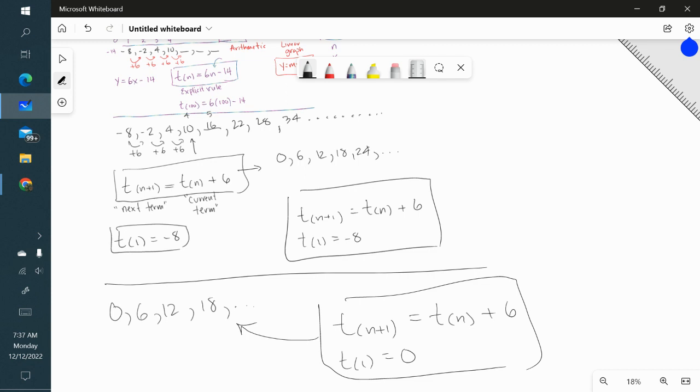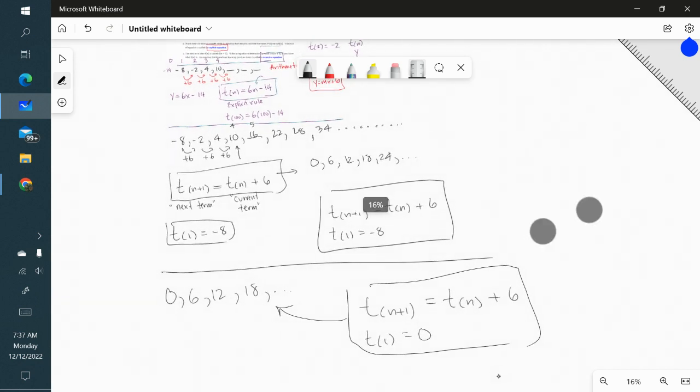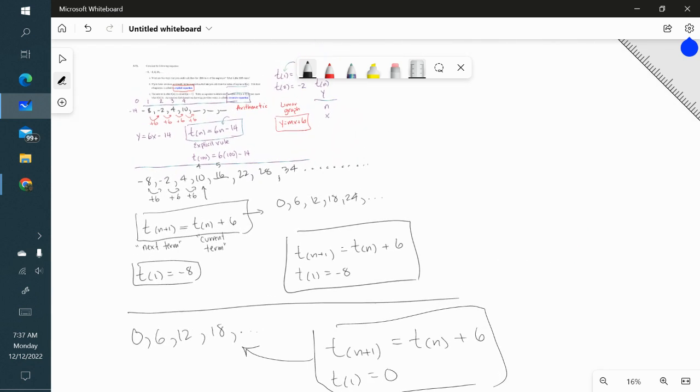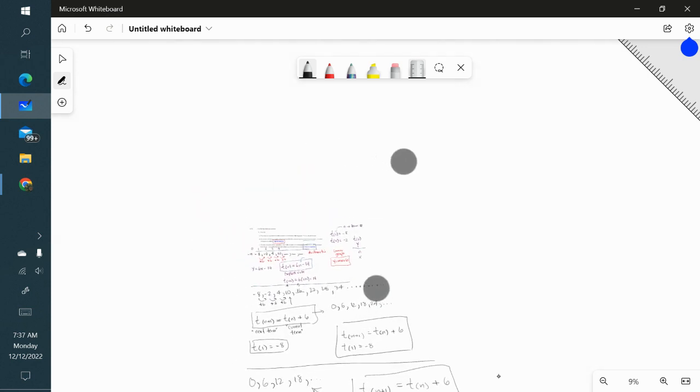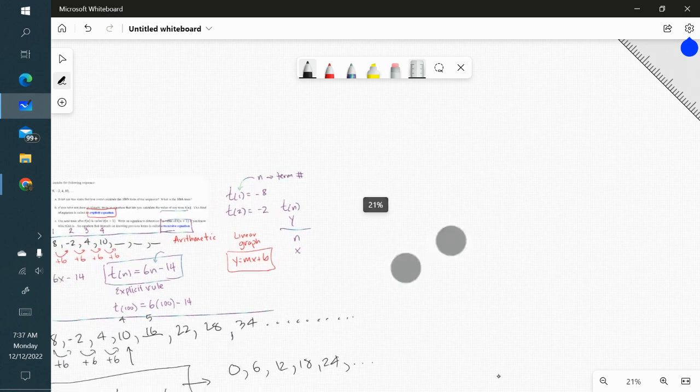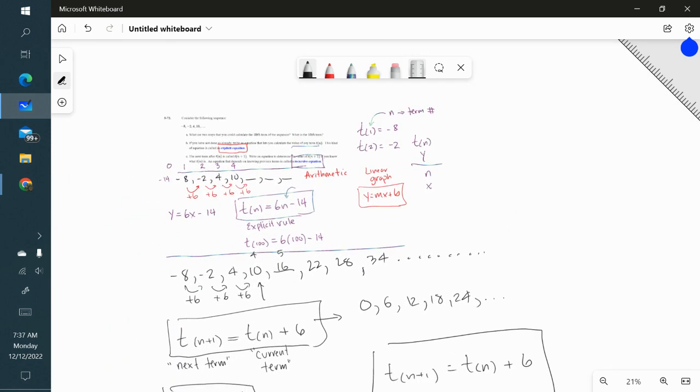Okay, so bottom line, explicit versus recursive. An explicit rule is really a more useful rule. It allows you to go from any term number directly to the term. This is the type of rule you spent a lot of time thinking about in Math 8. You just remember it in y equals mx plus b form instead. So it's different notation for the same thinking.